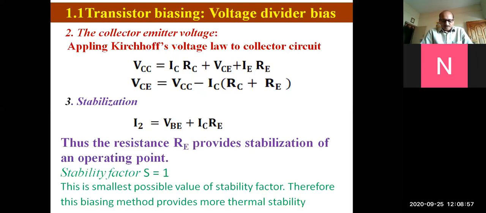As the collector current increases, the drop across RE increases. And the drop across RE, that is IC into RE, the voltage increases. Voltage across RE increases. This is fixed.